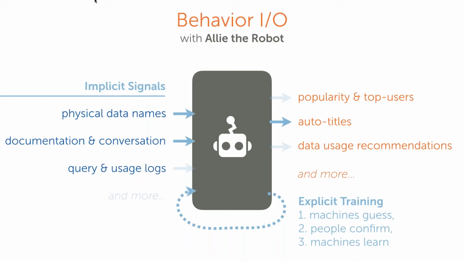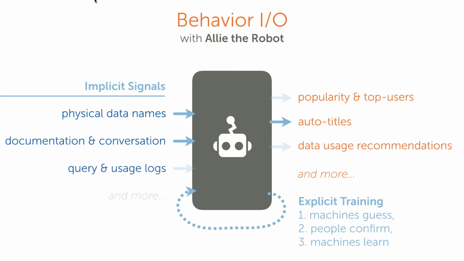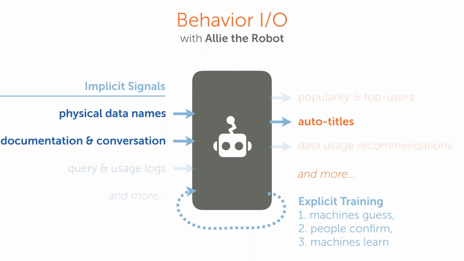So the core idea here is we've got this idea of behavior I/O, which is all about taking implicit signals from humans, kind of the input of prior human behavior, and using it to drive and improve future human behavior and automation in the catalog. So we'll start with one example of that, where Allie, the Alation robot, shown here in the middle in this black box, will go in and parse all the physical data names and documentation and conversation around the data, and use that to generate titles for otherwise inscrutable data assets.